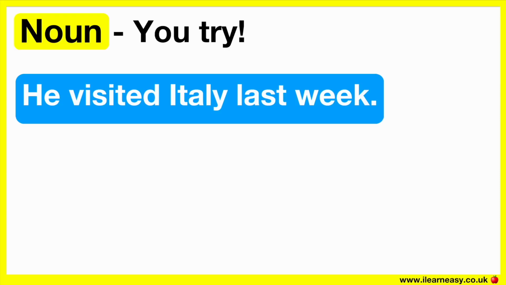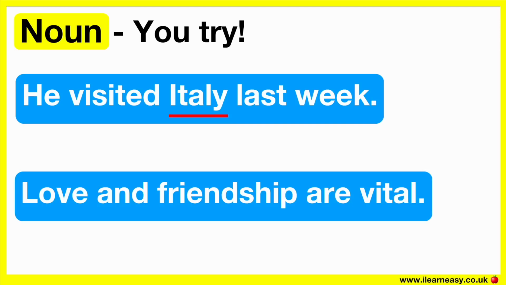He visited Italy last weekend. The noun in this sentence is Italy because it's the name used to refer to the place. Remember that this is a proper noun because it's the name of a specific place and it begins with a capital letter. Love and friendship are vital. The nouns in this sentence are love and friendship. These are nouns because they both refer to abstract ideas.